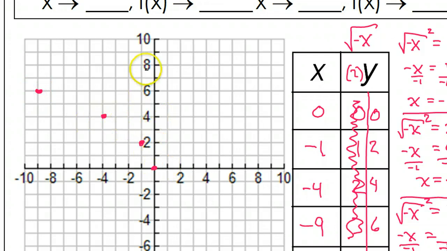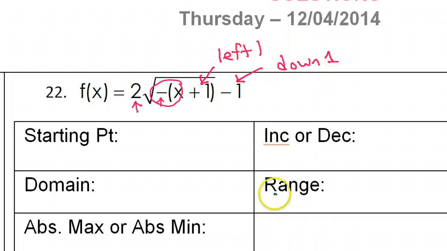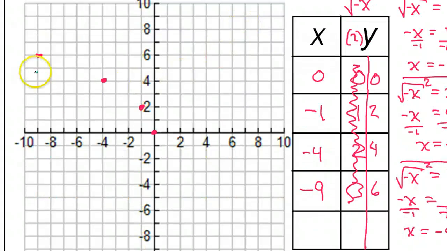Alright, that's not the final answer yet though, because we have not done the shifting yet. So this positive 1 means left 1. And this negative 1 on the end means down 1. So we have to move everything left 1 and down 1. Starting from here, I go left 1, down 1, left 1, down 1, left 1, down 1, and left 1, down 1. So this is the true graph.